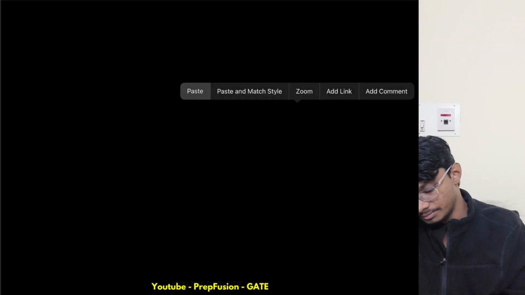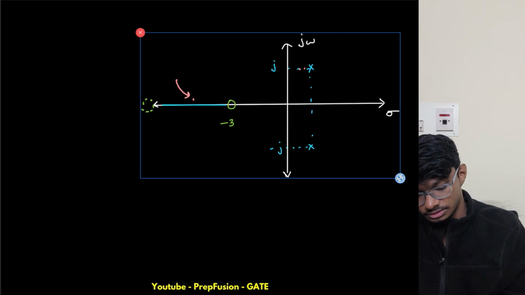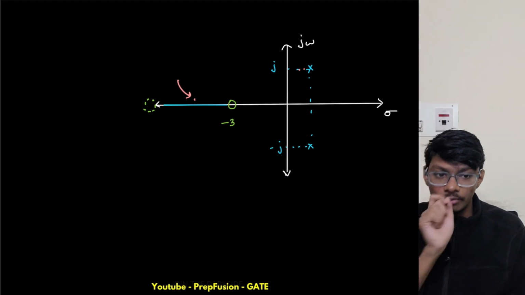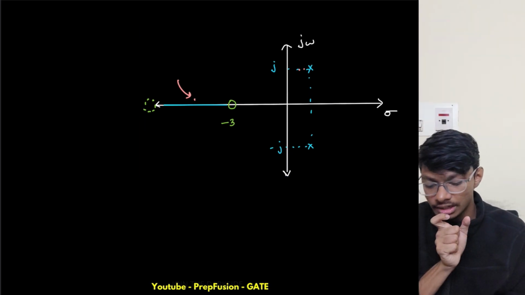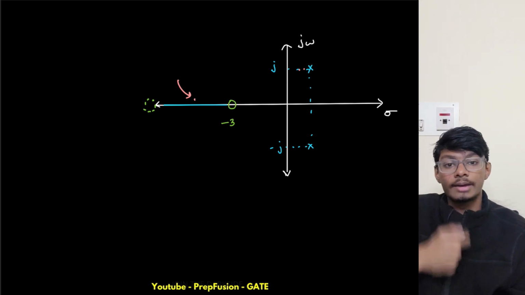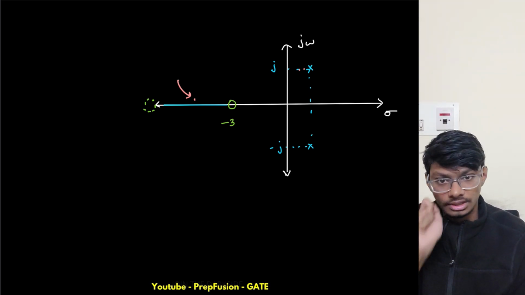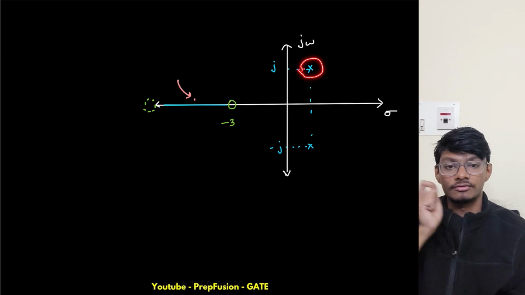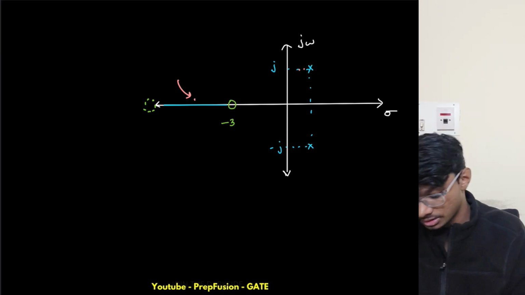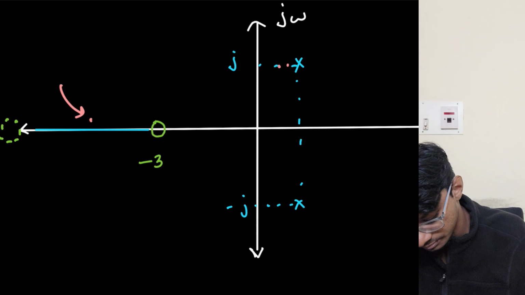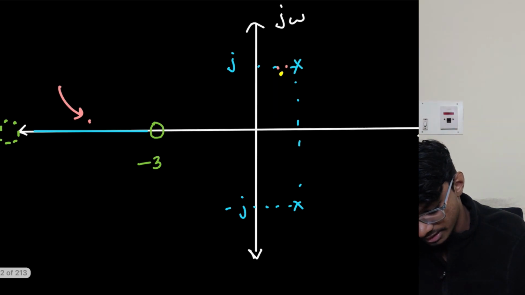I will again paste this diagram. I will take a test point very near the pole in which I am interested in finding the angle of departure. So if I am interested in finding the angle of departure here, I will take a test point here. Let's say I am taking a test point ST over here.